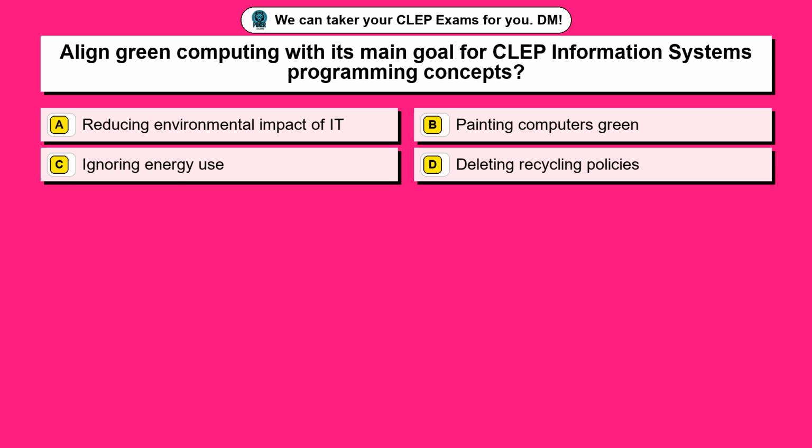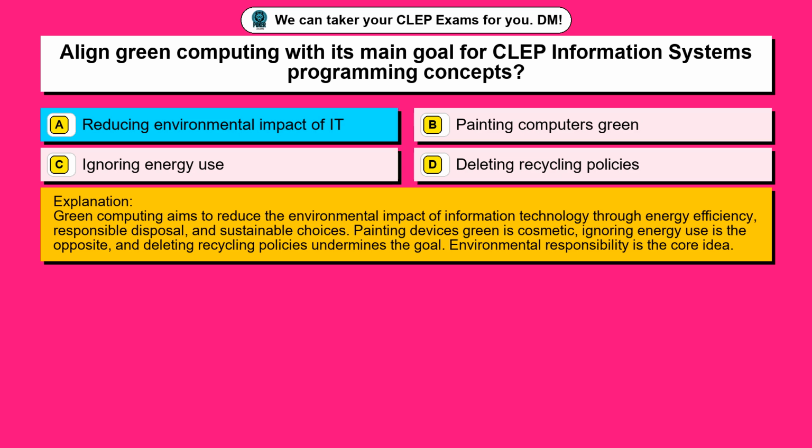Question 95. Align green computing with its main goal for CLEP Information Systems programming concepts. Option A, reducing environmental impact of IT. Option B, painting computers green. Option C, ignoring energy use. Option D, deleting recycling policies. The correct answer is option A, reducing environmental impact of IT.